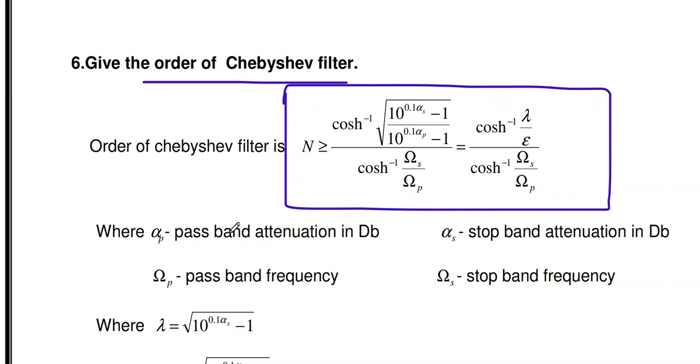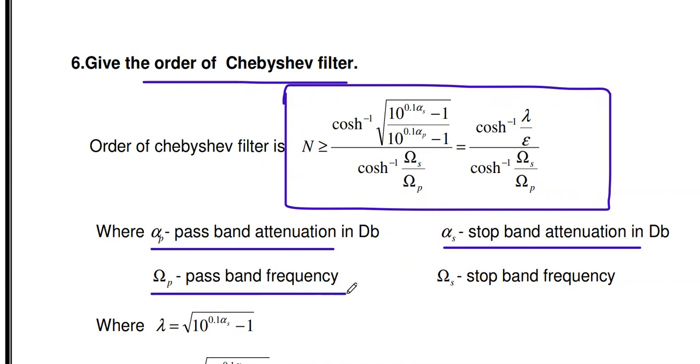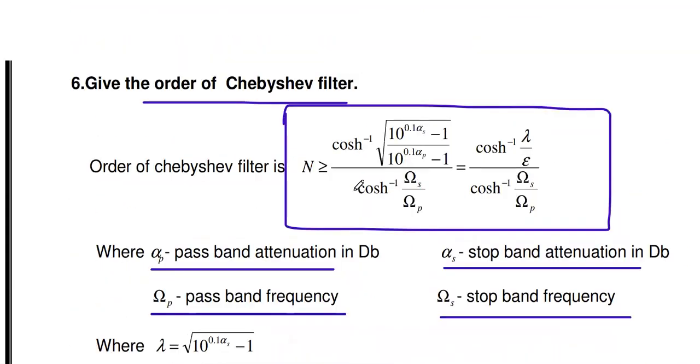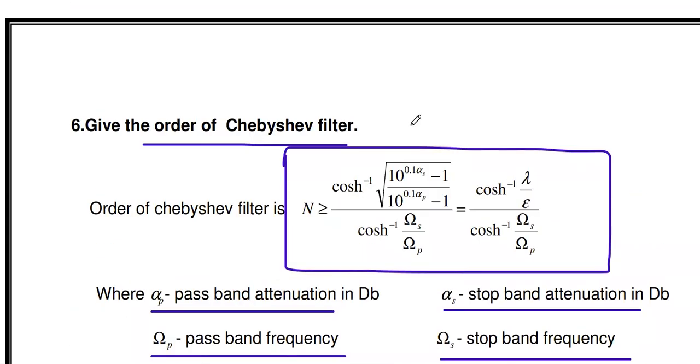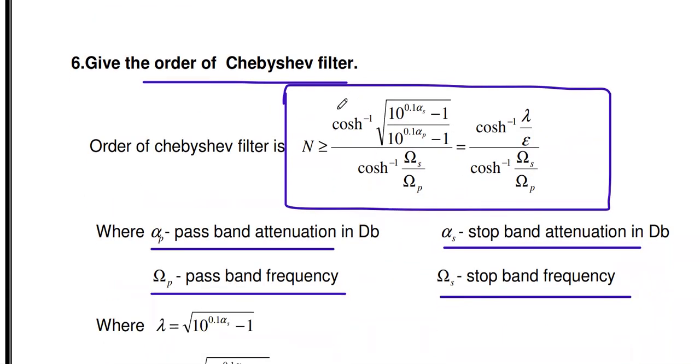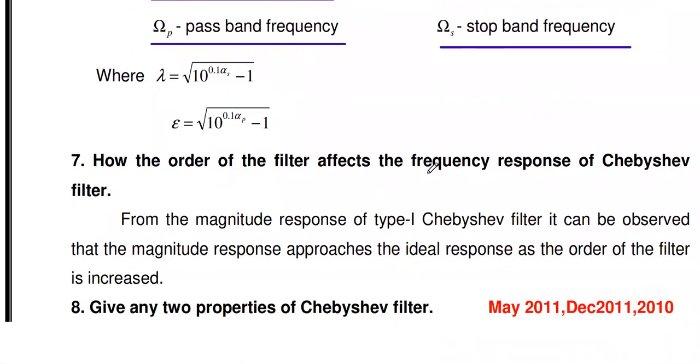Okay, so here what is alpha s? The alpha s is said to be stop band attenuation. Alpha p is a pass band attenuation. Omega p is a pass band frequency. Omega s is a stop band frequency. Okay, so this is the order of the filter. So in order to solve the problem, first you should know this order. This is one of the questions. Similarly, find the order of the Butterworth filter is also one of the questions. In the formula of order of Butterworth filter, instead of this cosh inverse, there is a log available. Log of this, that is the Butterworth filter order.